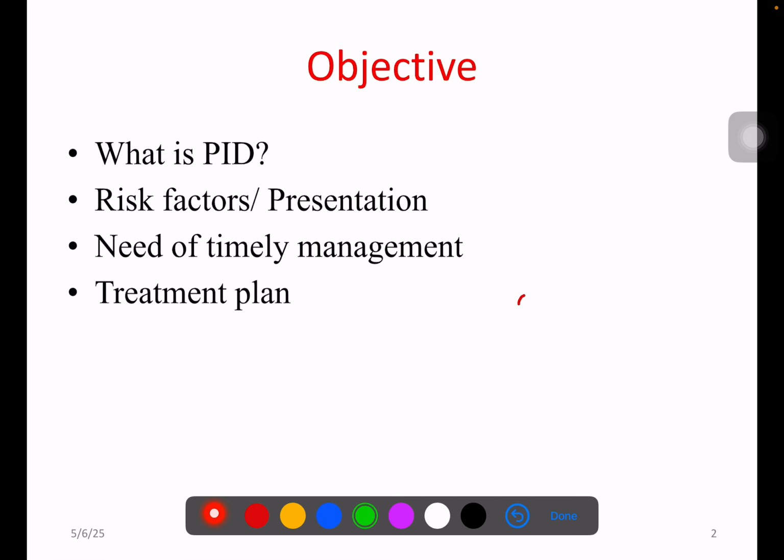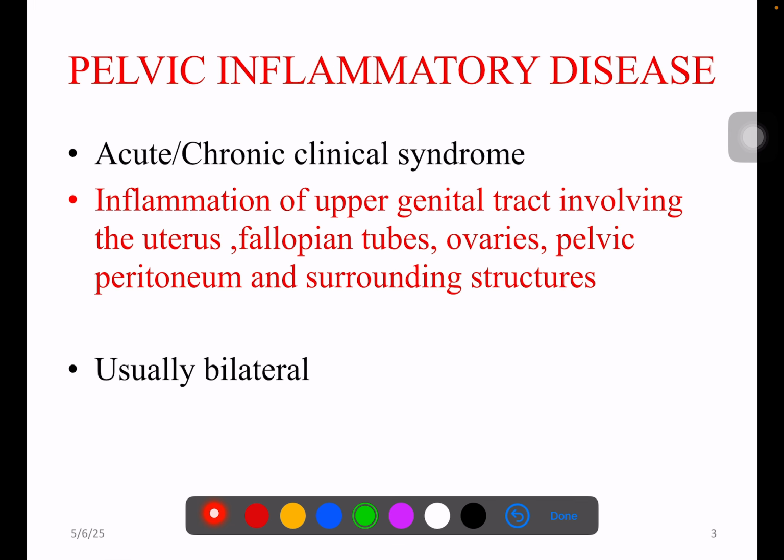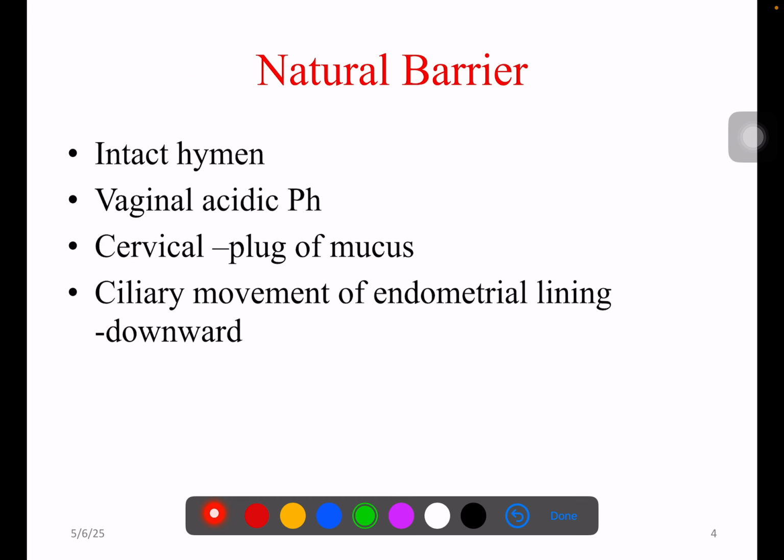Okay, so what is PID? Risk factors, presentation, management, treatment plan. Okay, so pelvic inflammatory disease is the acute or chronic clinical syndrome. It's the inflammation of the upper genital tract. It involves the uterus, the fallopian tubes, and the ovaries. Okay, now it can involve the pelvic peritoneum and the surrounding tissue structures. Okay, so it's usually bilateral.